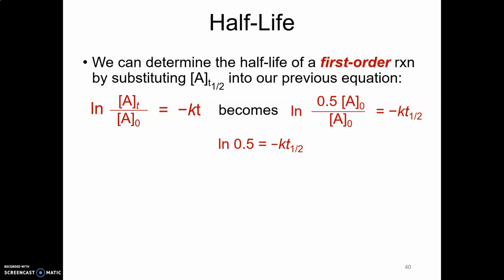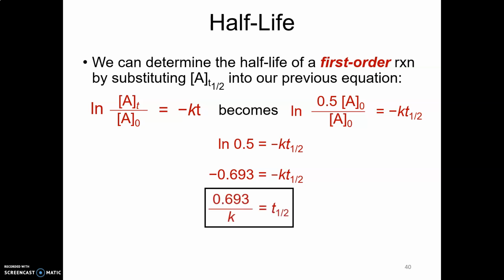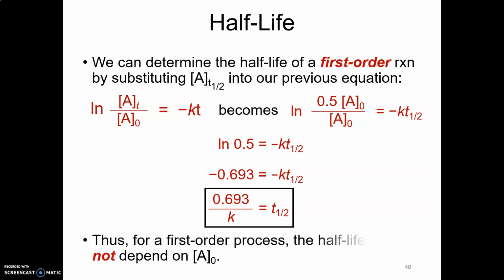If you take the natural log of a half, that's a constant value. The natural log of a half is negative 0.693. So this is now equal to negative K times T half. If you divide both sides by negative K, the negative goes away because negative divided by negative is positive, and we just get that the half-life is equal to 0.693 divided by K. Notice no initial concentration pops up in that equation at all. This is what radioactive and nuclear chemistry follows. It is not dependent upon the initial concentration.